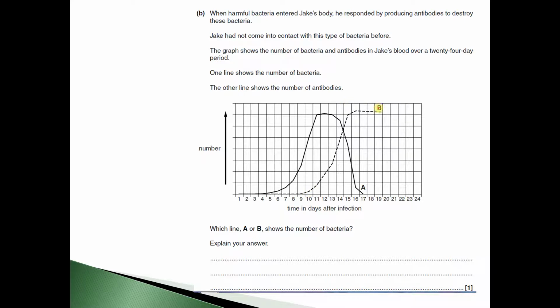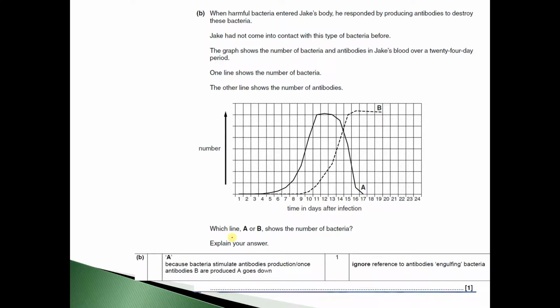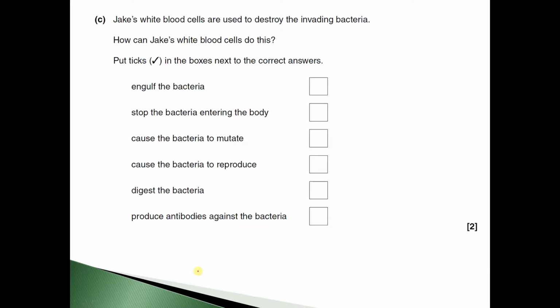So B will be the number of antibodies, and A is the number of bacteria. Here's the mark scheme. You have to say A, and you have to explain your answer as they say in the mark scheme. So A, because bacteria stimulate antibodies, or once antibodies are produced, then A can go down. You have to say that A causes antibodies to be produced, or that once antibodies are produced, then the number of bacteria will go down.